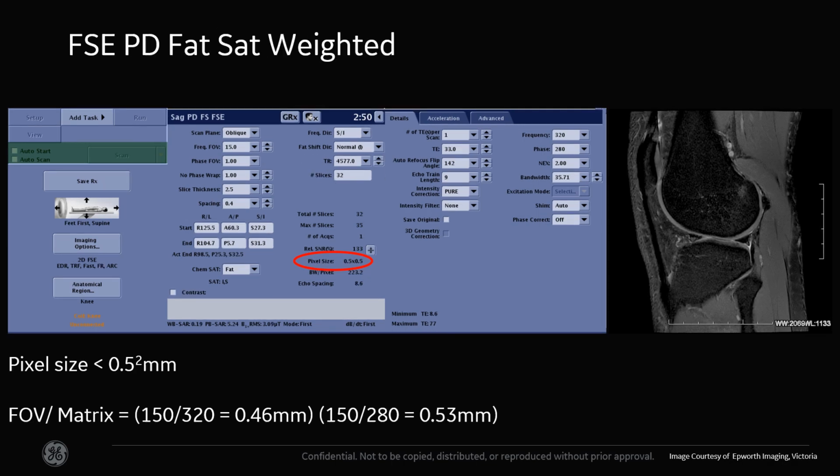So when we start looking at fat-saturated sequences for MSK, again, we need to try and keep our pixel size down close to that 0.5 millimeter squared. So there's been a slight reduction in both the frequency and the phase matrix, keeping a pixel size of 0.46 by 0.53.